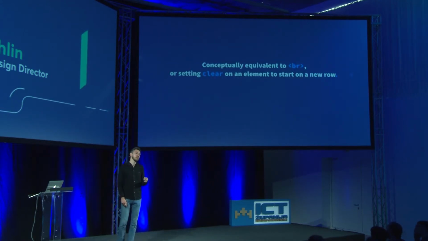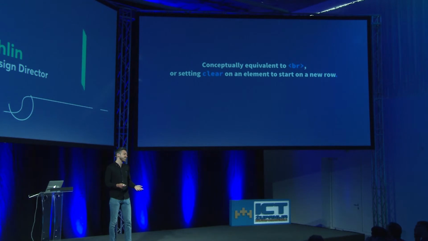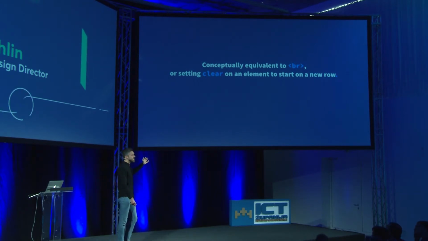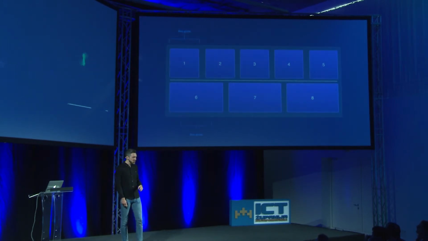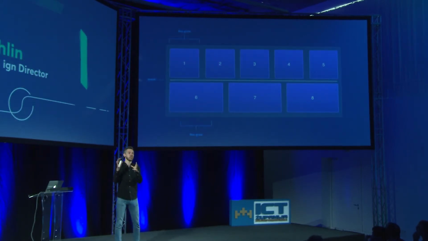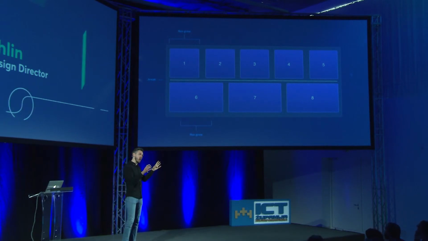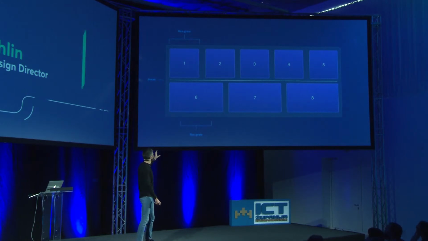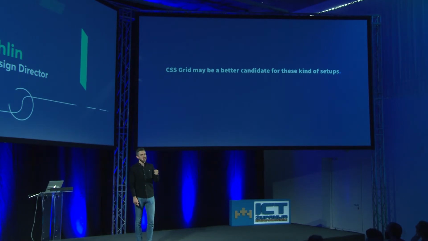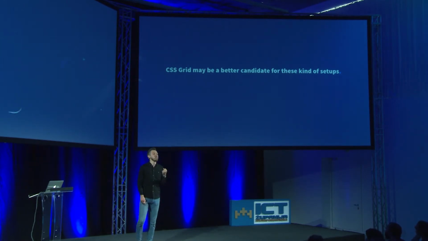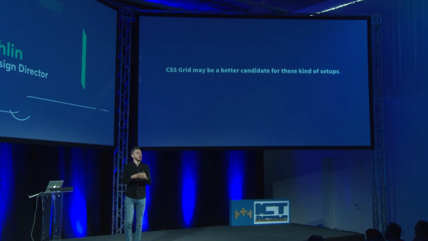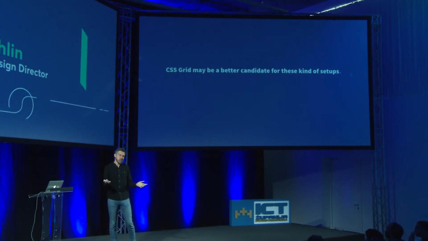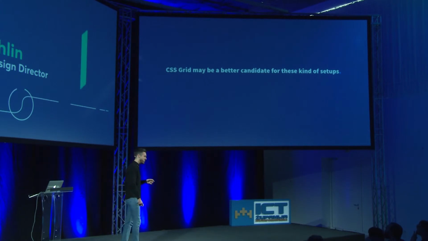Now, conceptually, this is equivalent to a BR, which isn't great, or setting clear on an element. But that's what we have, that's what we've got to work with. With this, we only have to define flex grow on all of the items. So they need nothing. They don't need the width. They just need flex grow, and then we have a break, and then we can create pretty interesting layouts. Now, just up front, CSS Grid is probably a way better alternative to create solutions like this, but now we're stuck with Flexbox, so we have to figure something out.